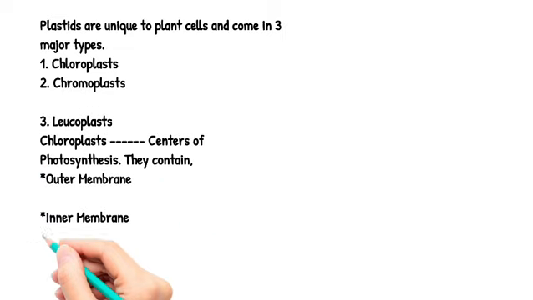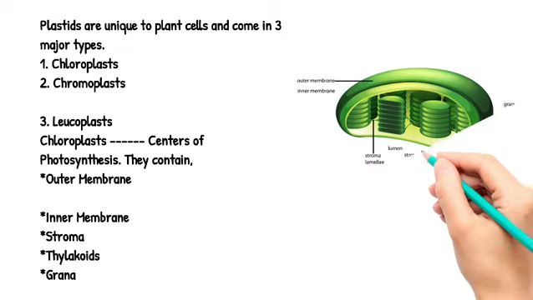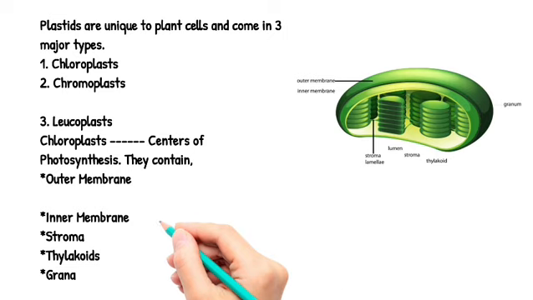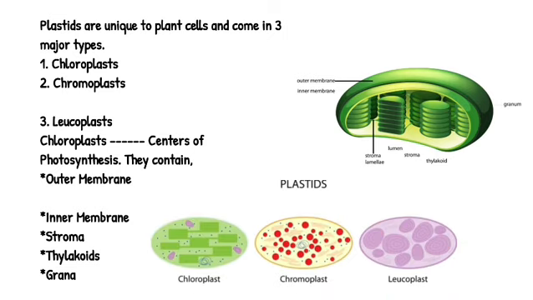Plastids are unique to plant cells and some protists. They arise from proplastids. Three major types are present: chloroplast, chromoplast, and leucoplast. Chloroplasts are the centers of photosynthesis that contain outer membrane, inner membrane, stroma, thylakoids, and grana. The green pigment chlorophyll is embedded in the thylakoid membrane.